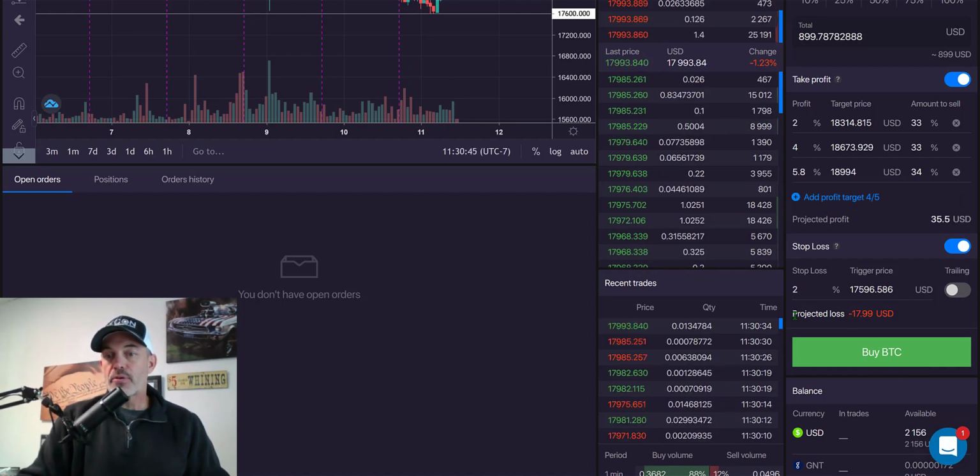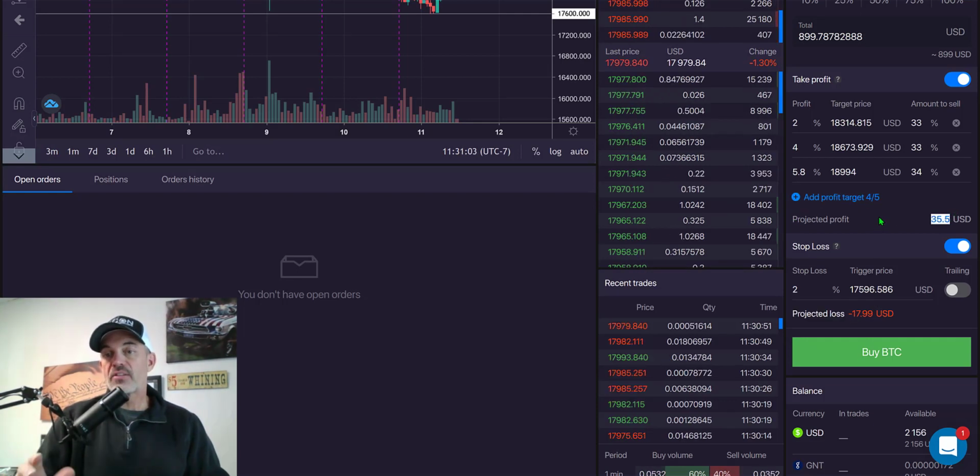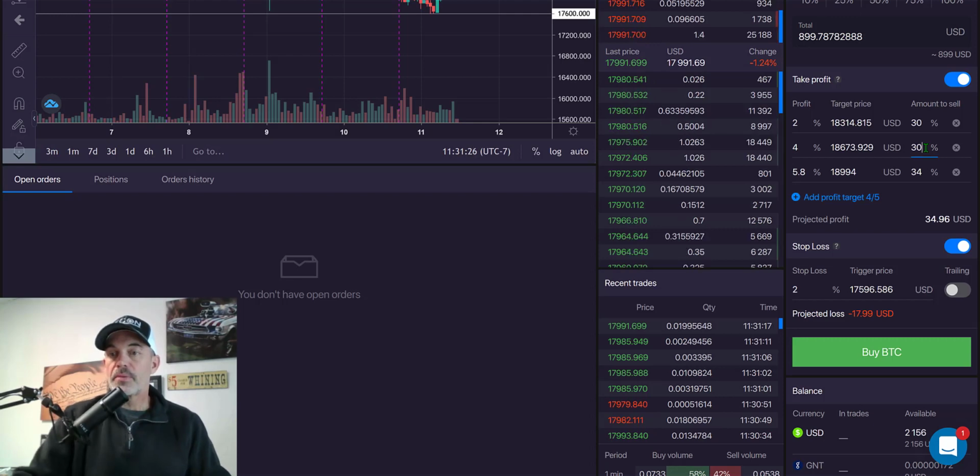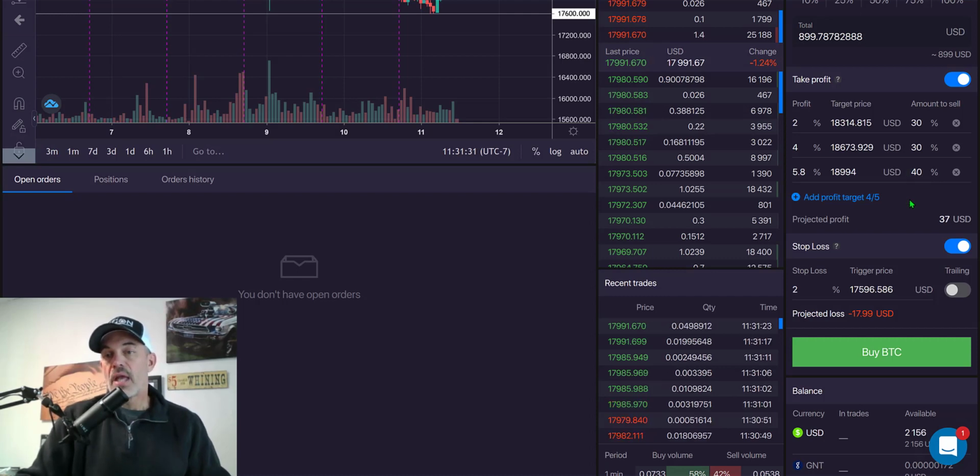I can now look at my projected loss if this was to turn against me and go down, which would be $18, and my projected profit would be $35. And so I'm looking at approximately a 1-to-2 risk versus reward ratio, which is acceptable. I prefer 1-to-3, but 1-to-2 would be acceptable. And I could easily adjust that by making this 30%, 30%, and 40%. And now I truly do have a 1-to-2 risk versus reward ratio. So that's what we'll go with.